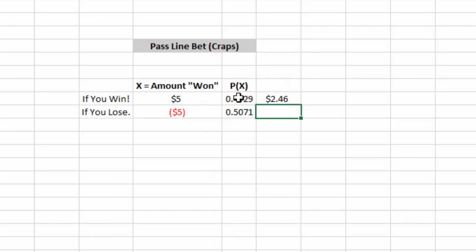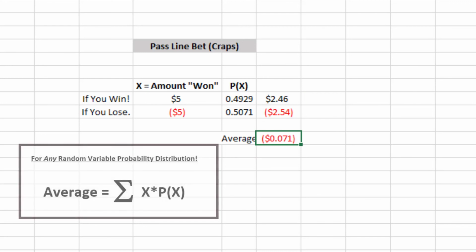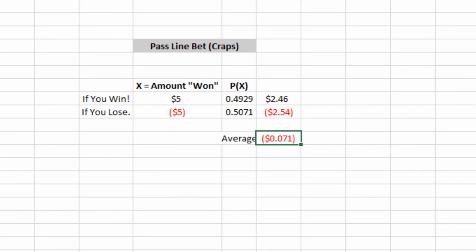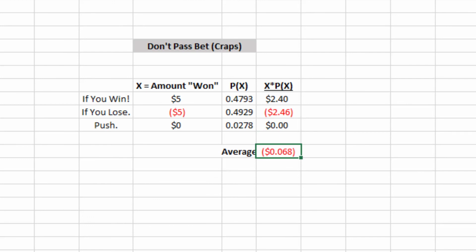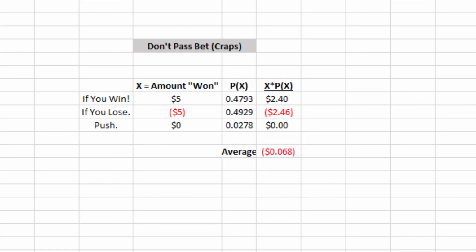What was the actual exact value? Which one has a slightly better payout, excuse me, average equals the sum of these two. This one was also, right? This was also 7.1 cents, which means the don't pass bet is actually a little bit better. I mean, you're still losing, right? That's still a loss of about 7 cents, but it's actually less of a loss by 3/10 of a cent than it is for the pass line. So if you want to make your money last a little bit longer, go with the don't pass bet.